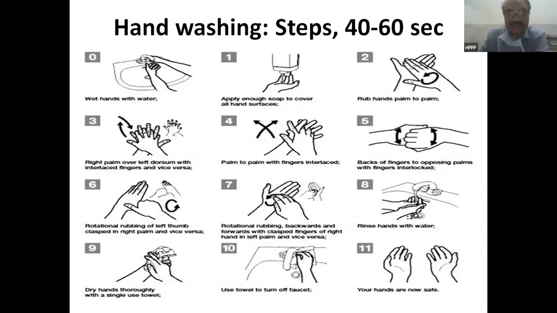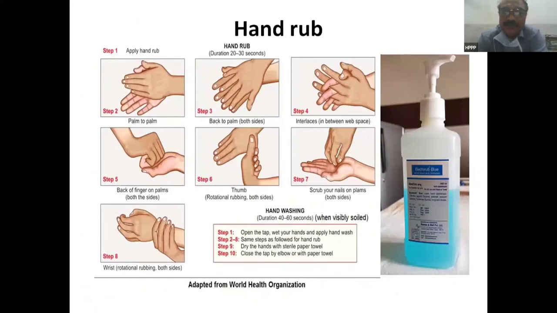And I'm coming to the next slide about hand rub. At the entry point, wherever your hand is grossly contaminated, one should stick to hand washing. And in between, after 7 to 10 applications of hand rub, there is a biofilm formation. So again, you have to wash your hand. So these are the few situations where you must resort to hand washing, and otherwise you should use hand rub.